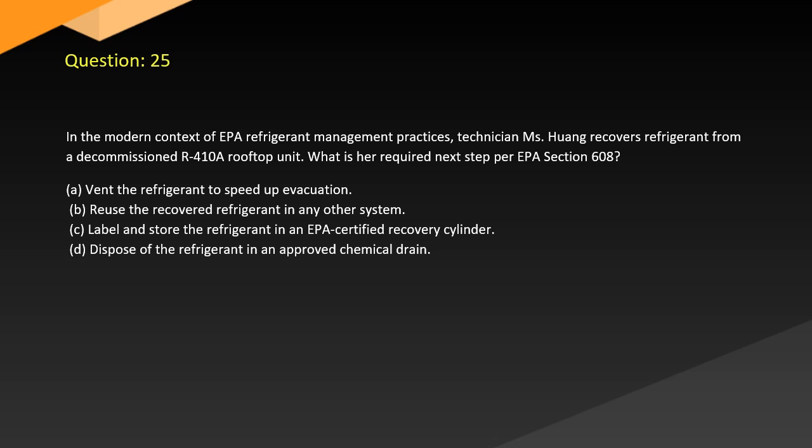Question 25. In a modern context of EPA refrigerant management practices, technician Iswan recovers refrigerant from a decommissioned R-410A rooftop unit. What is the required next step per EPA Section 608? A. Vent the refrigerant to speed up evacuation. B. Reuse the recovered refrigerant in any other system. C. Label and store the refrigerant in an EPA certified recovery cylinder. D. Dispose of the refrigerant in an approved chemical drain.